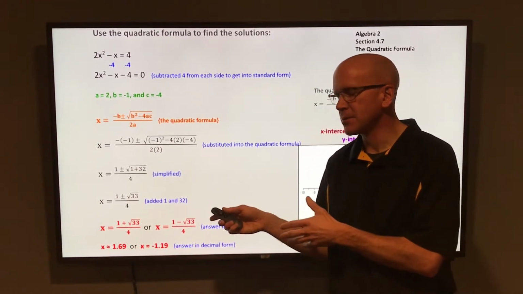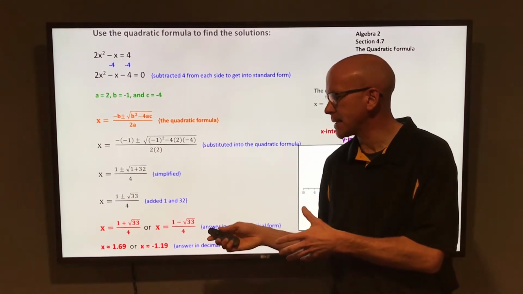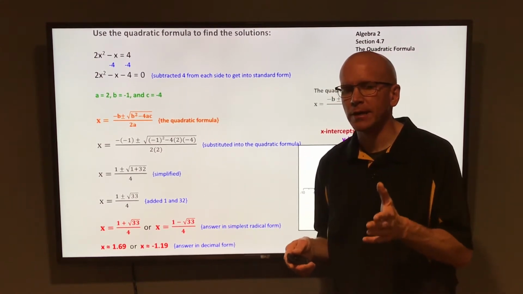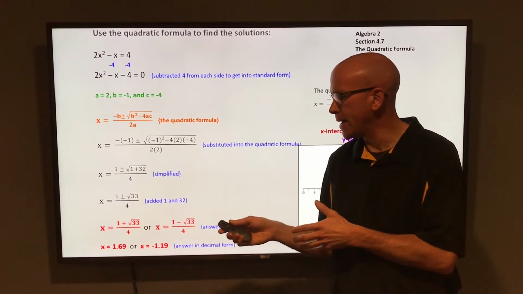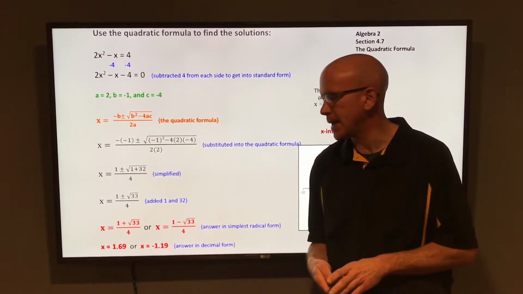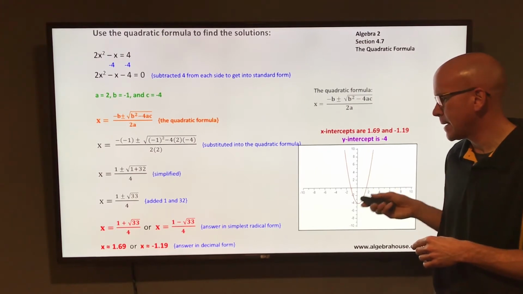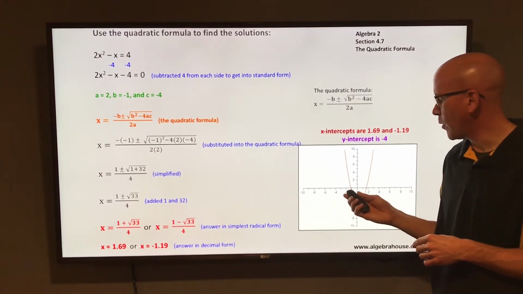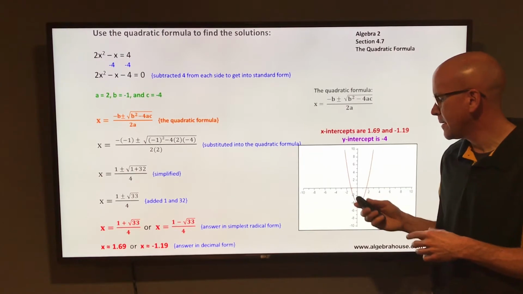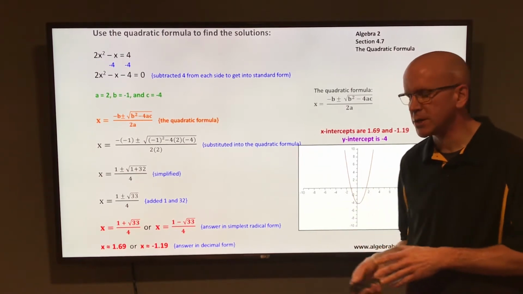Those are the x-intercepts. It's where that graph crosses the x-axis. Remember, when you solve a quadratic equation for x, what you're finding is where that graph hits the x-axis. In this case, it hits the x-axis at 1.69 and also negative 1.19. Those are the x-intercepts of the graph of that quadratic equation, which is a parabola.